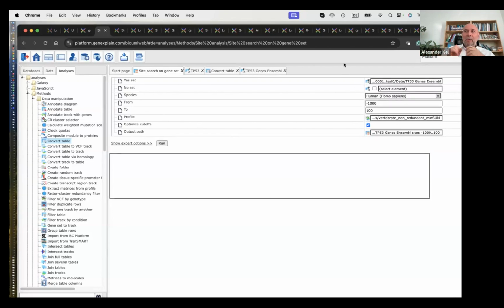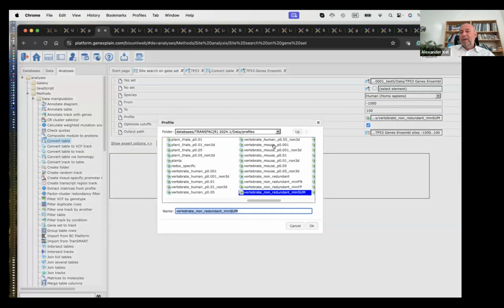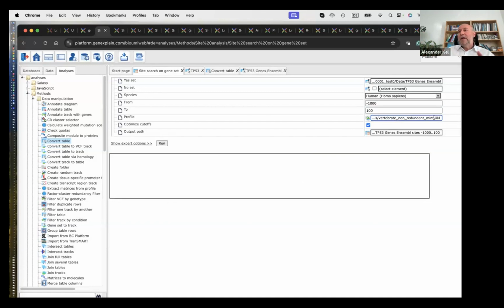But again, here we want to analyze without any prior knowledge, so we don't need a null set, just one gene. Then you need to specify the promoter, which is, for instance, minus 1,000 and plus 100 nucleotides around the transcription start site. And here is the list of motifs which you want to analyze. By default, it's called the non-redundant profile.